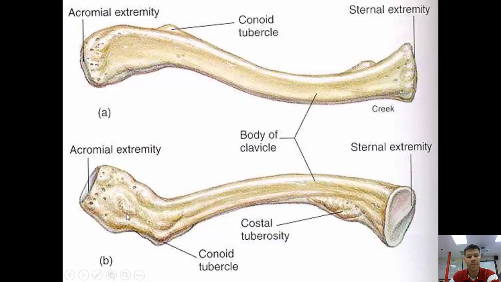costal tuberosity. Over here we have the conoid tubercle, and this is where the clavicle is going to be anchored down to your coracoid process. So you're going to have a conoid ligament, which is one of your coracoclavicular ligaments.